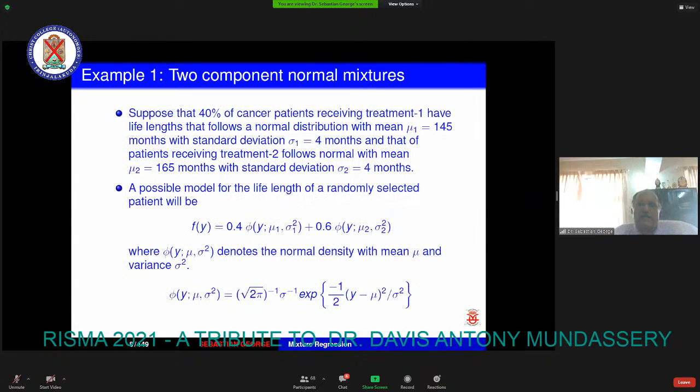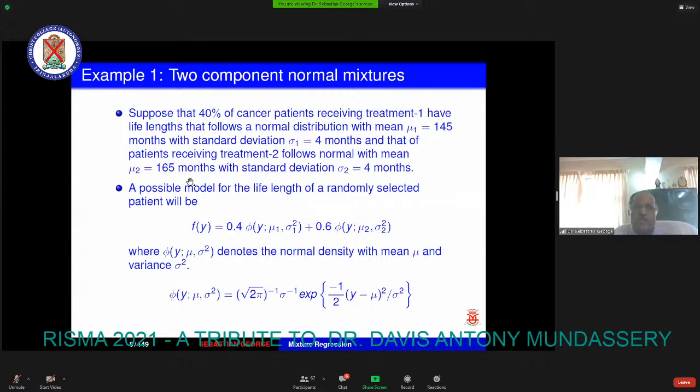Now, this is a simple example for the students to understand. Suppose that 40% of cancer patients receiving treatment number 1 have life lengths that follow a normal distribution with a mean of 140 months and standard deviation sigma 1 of 4 months, and for another type of treatment, they have a mean length of 165 months with standard deviation sigma 2 equal to 4 months. So your mu1 is equal to 140 and mu2 is equal to 165.